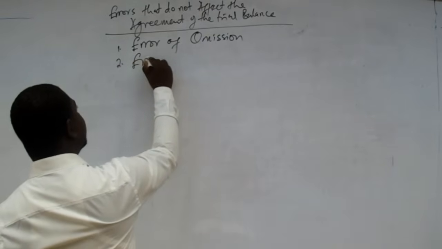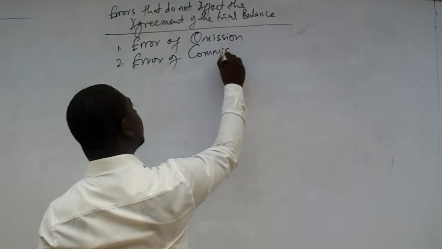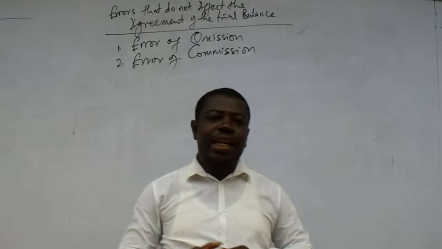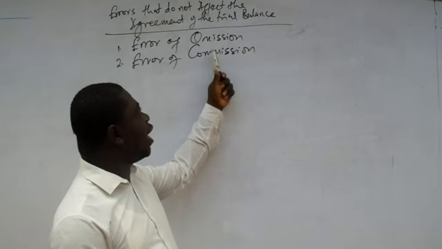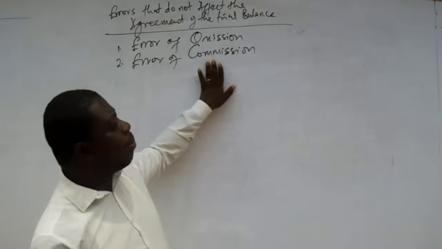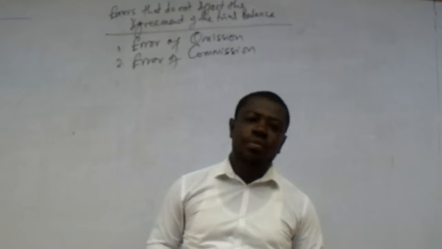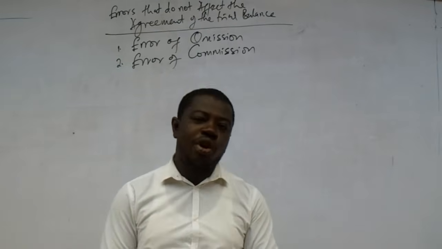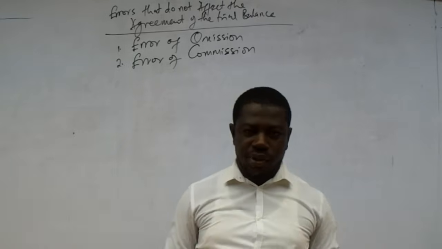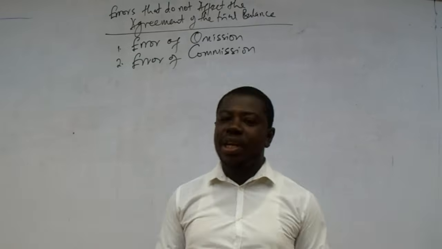Then the next one is error of commission. Error of commission. And take note of the way we spell commission and omission. Omission is one M, commission is double M, but both of them have a double S. So take note. Error of commission. This is when the transaction is recorded in a wrong person's account or a wrong personal account. Alright, this is when the transaction is recorded in a wrong person's account.